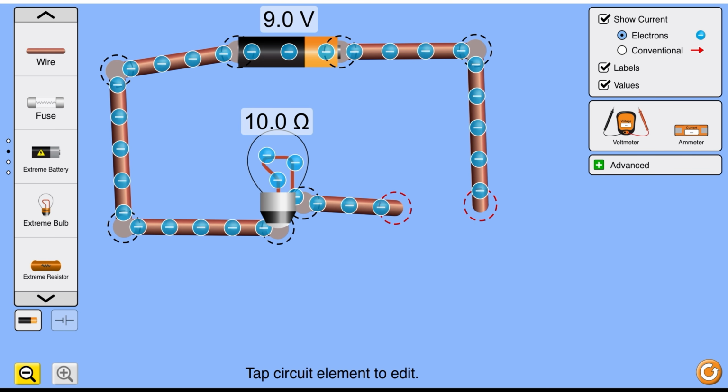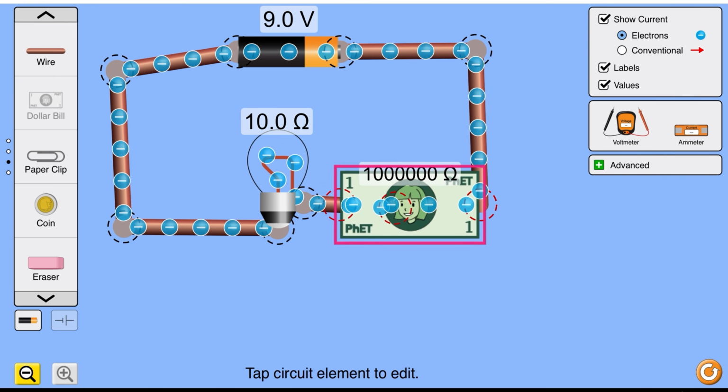So we have a dollar. What will happen if I place the dollar in between? Nothing is happening. Electrons are not moving. Even the dollar is showing a resistance of, can you read it? 1 2 3 4 5 6, 10 lakh ohm.